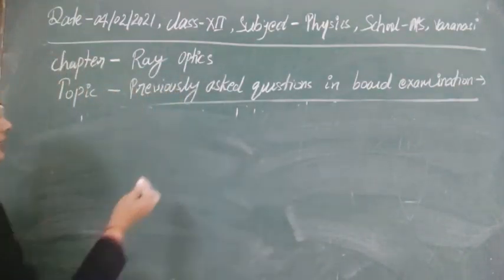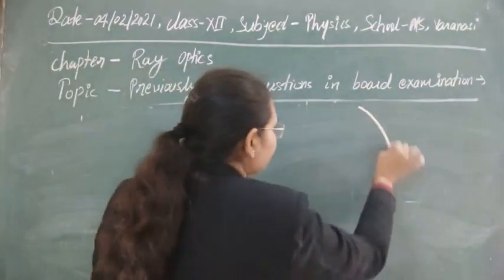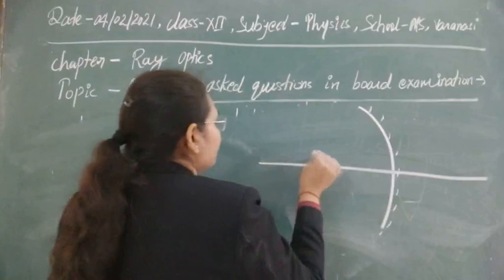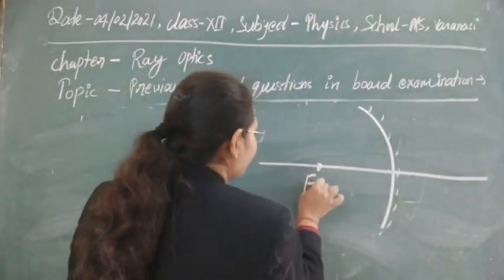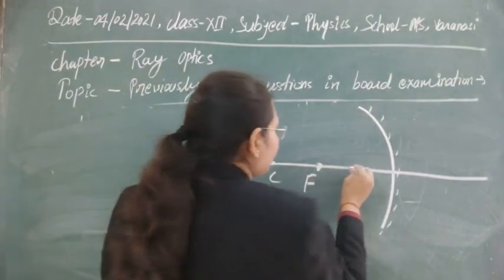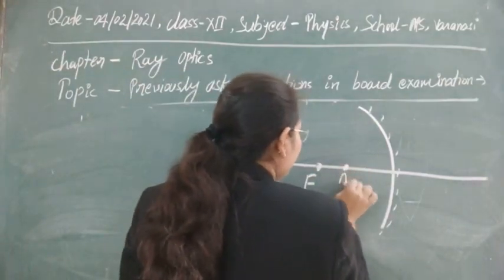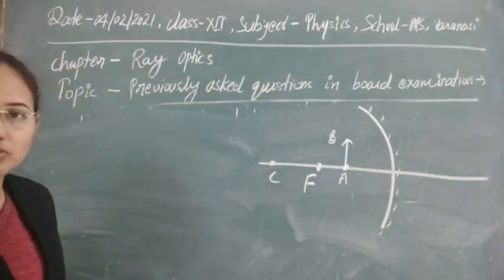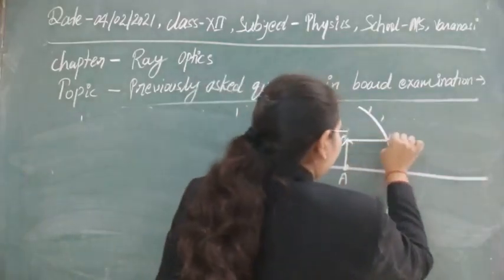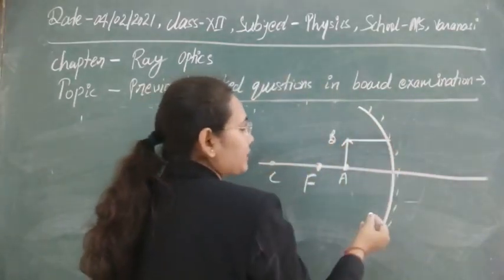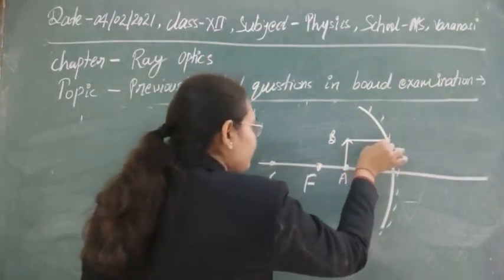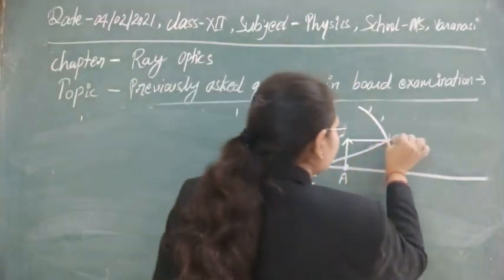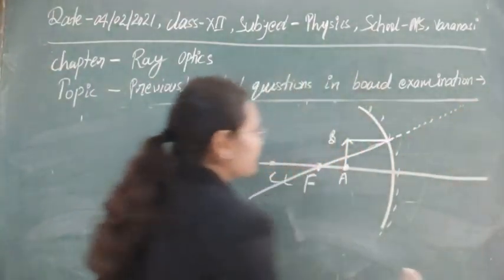So let's draw the ray diagram for that. If this is the concave mirror, suppose this is the focal point, this is the center of curvature, and at this point we put an object AB of some height. Suppose h is the height of this object. Now the ray that is parallel to the principal axis will pass through the focal point in this way.